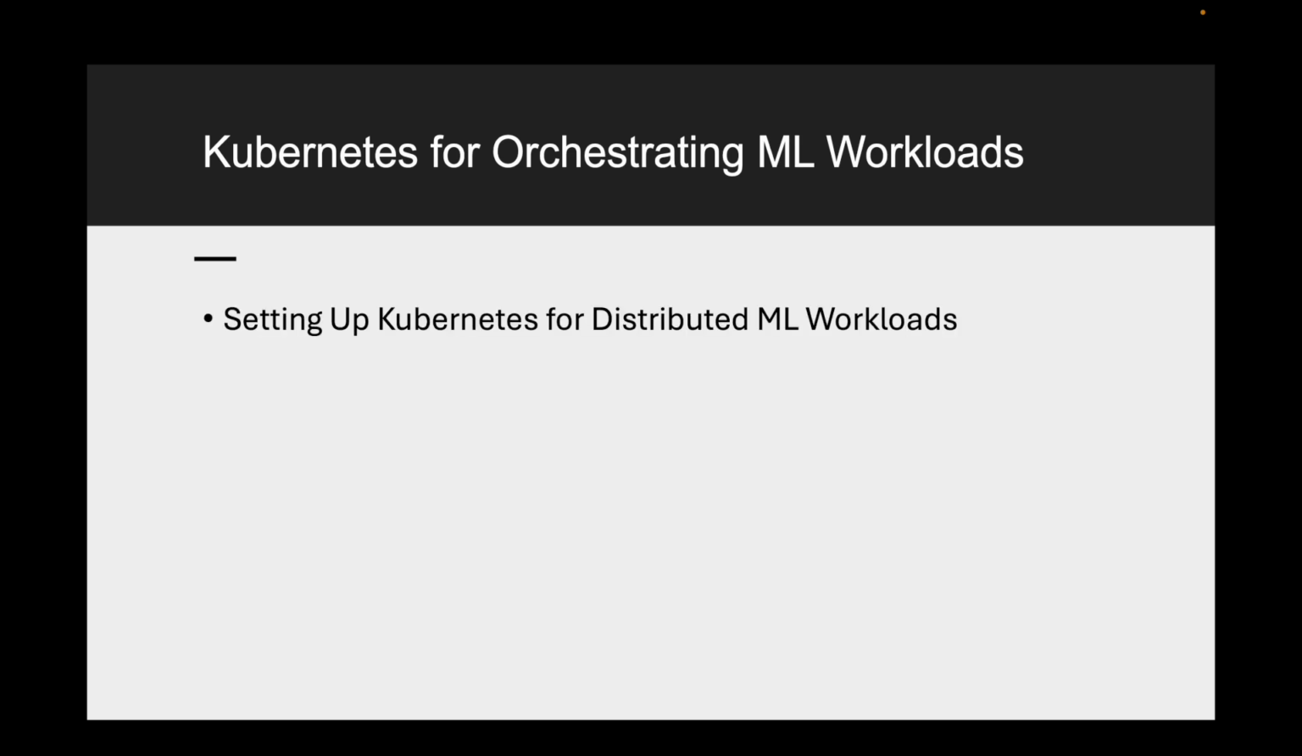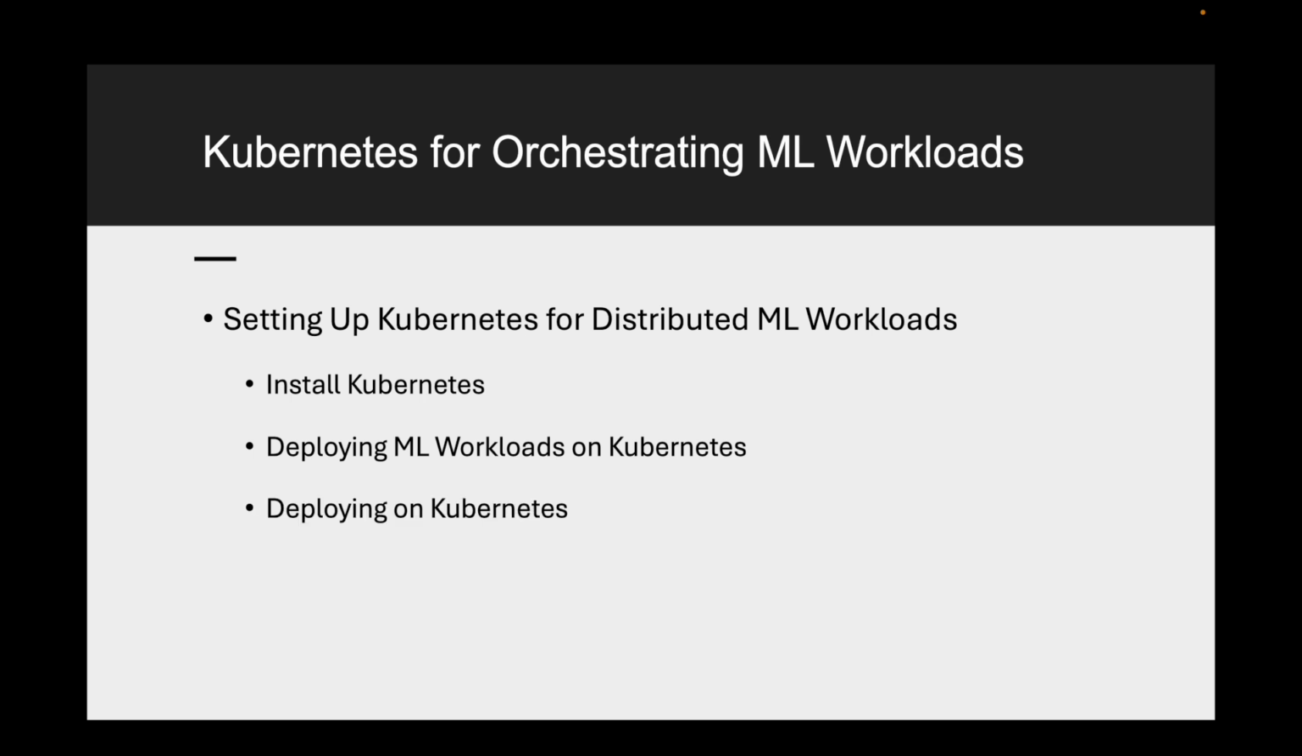Let's look at setting up Kubernetes for distributed ML workloads. First, you'll have to install Kubernetes. If you're setting up a local cluster, you can use Minikube or Docker Desktop to run Kubernetes locally. Next is deploying ML workloads on Kubernetes. You create a deployment.yaml file to define the pods and services in this particular case. And as I mentioned, we're going to do this in our hands-on in a little while. Finally, deploying on Kubernetes. You have to apply the deployment file and expose the service.